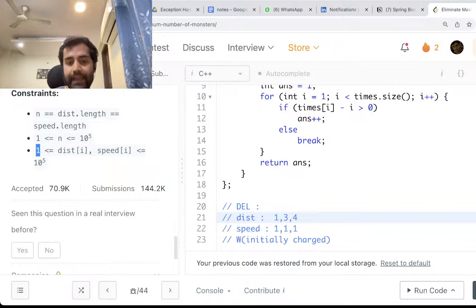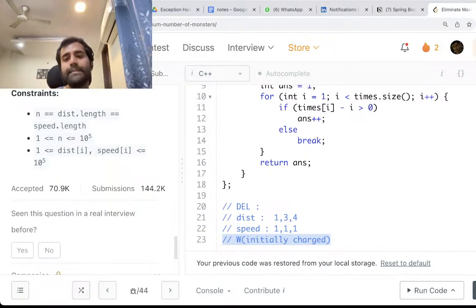Now given the fact that our weapon is initially charged, can I say we can definitely kill at least one monster? Can I say that? Of course, because the moment the game starts, the weapon is charged and the weapon kills the monsters instantly. So it is guaranteed that I can randomly pick a monster and kill that monster, right?